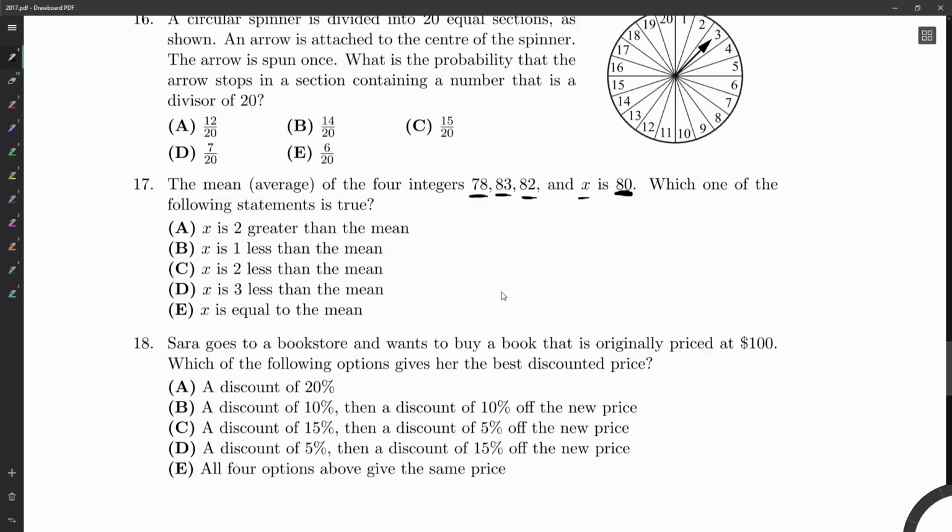Which one of the following statements is true? So we're not just trying to calculate x here. We're given these interesting statements. X is 2 greater than the mean. X is 1 less than the mean. But of course, this is all just sort of a disguise.